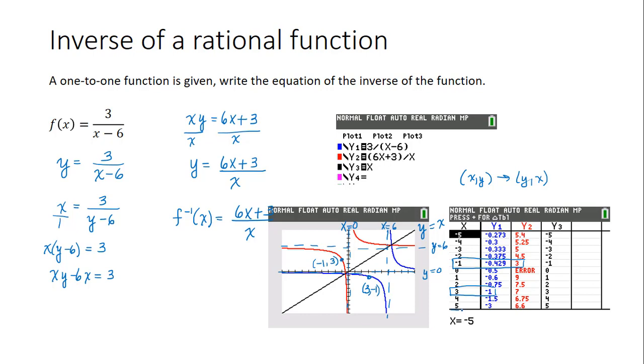We also see 5, negative 3 is on the graph of the original function. And so on the inverse, we should see negative 3, 5. And we do. That confirms that our function that we found is indeed the inverse of the given function.